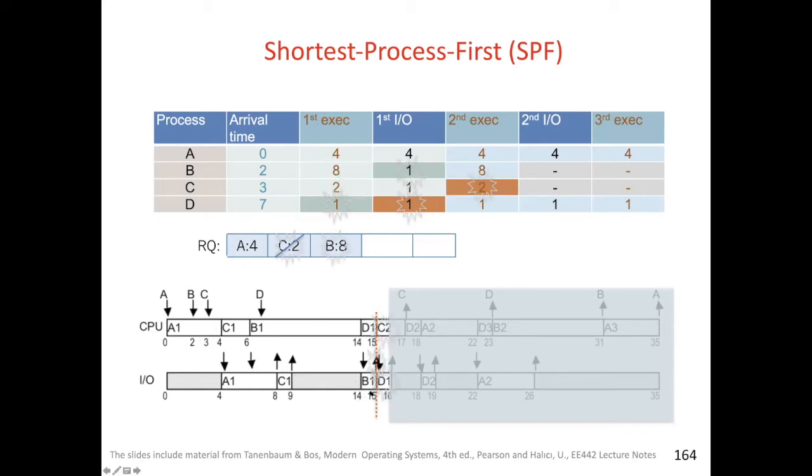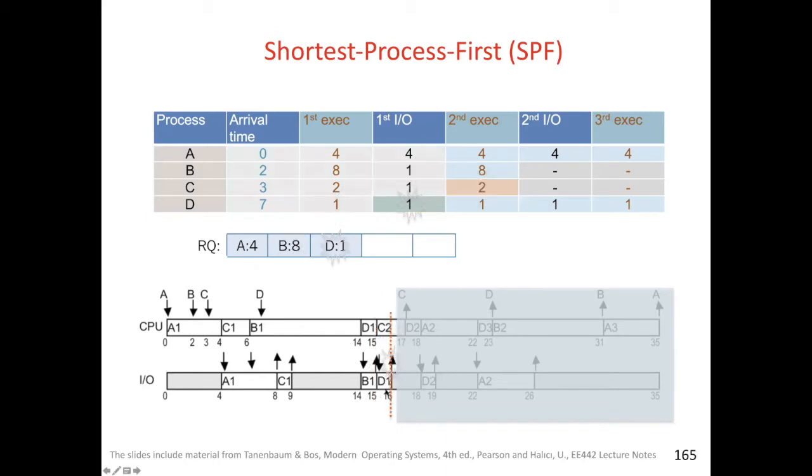At 15, B finishes its first I/O operation. It enters the ready queue having next CPU burst time as 8. Meanwhile, the process D finishes its first execution. It enters to the device queue. It starts immediately the I/O operation. The process chosen for execution from the ready queue is process C, having next CPU burst time as 2.